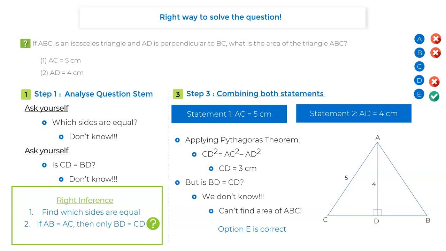So this is how GMAT is going to trap you if you make such incorrect assumptions, assuming which two sides are equal, assuming these two are equal, and end up marking the wrong answer. So it's very important to have strong conceptual knowledge also, guys.